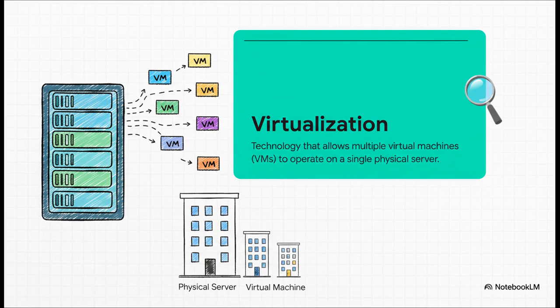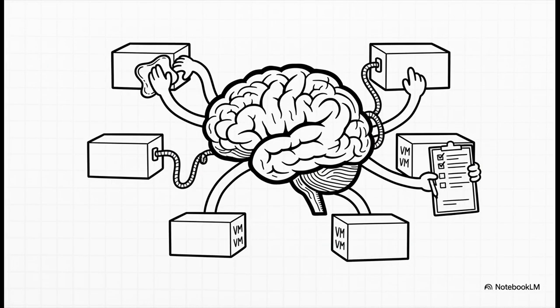It's a way of using software to slice up one single powerful physical server into dozens or even hundreds of smaller virtual servers. We call these virtual machines, or VMs. The best analogy is an apartment building. You have one physical building, but inside you have all these separate apartments, each with its own tenant, completely isolated from the others.